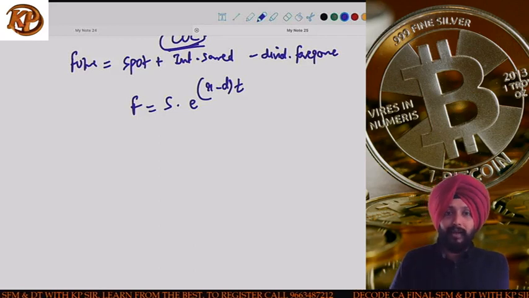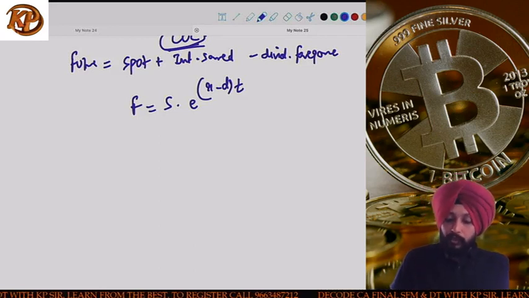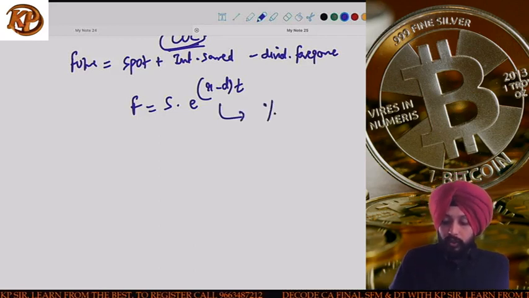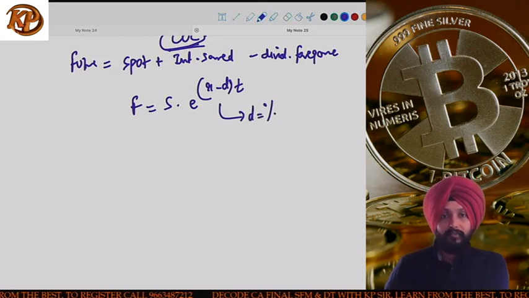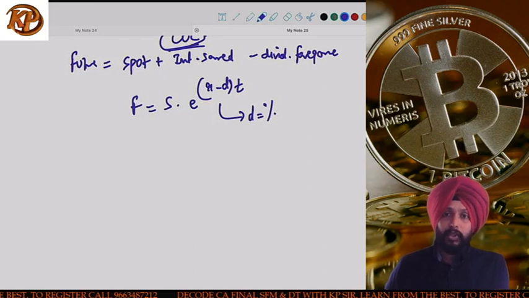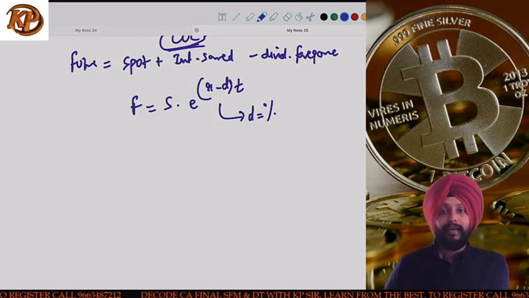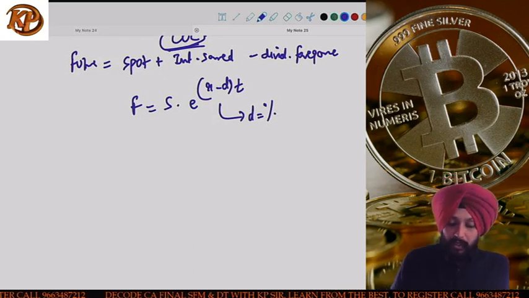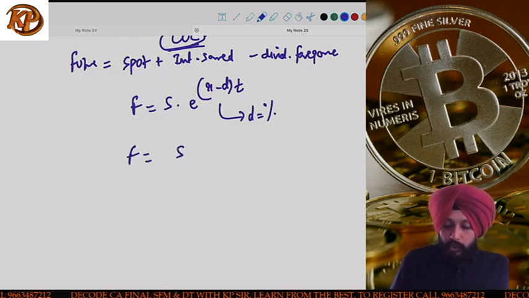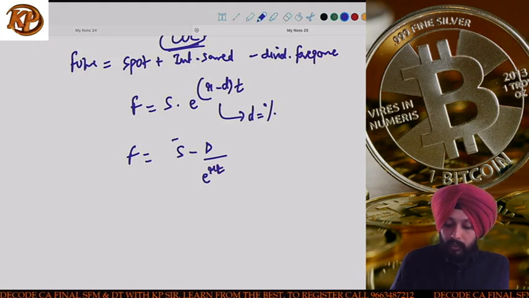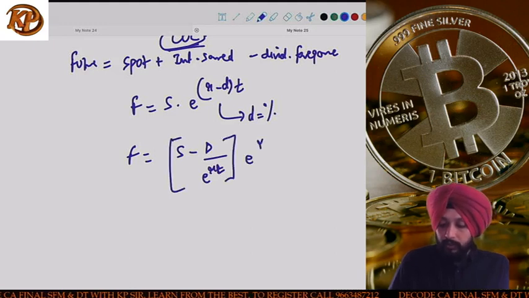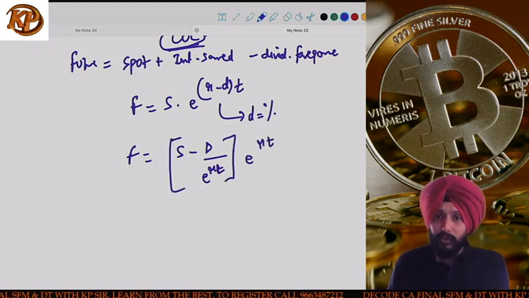I hope this is clear, guys. After that, I told you one more thing. This formula can be used only when dividend is expressed in percentage. But if they give you dividend information in amount, if they specify the amount of dividends, then we use a formula where dividend will be reduced from the spot price, and then we do into e to the power RT.